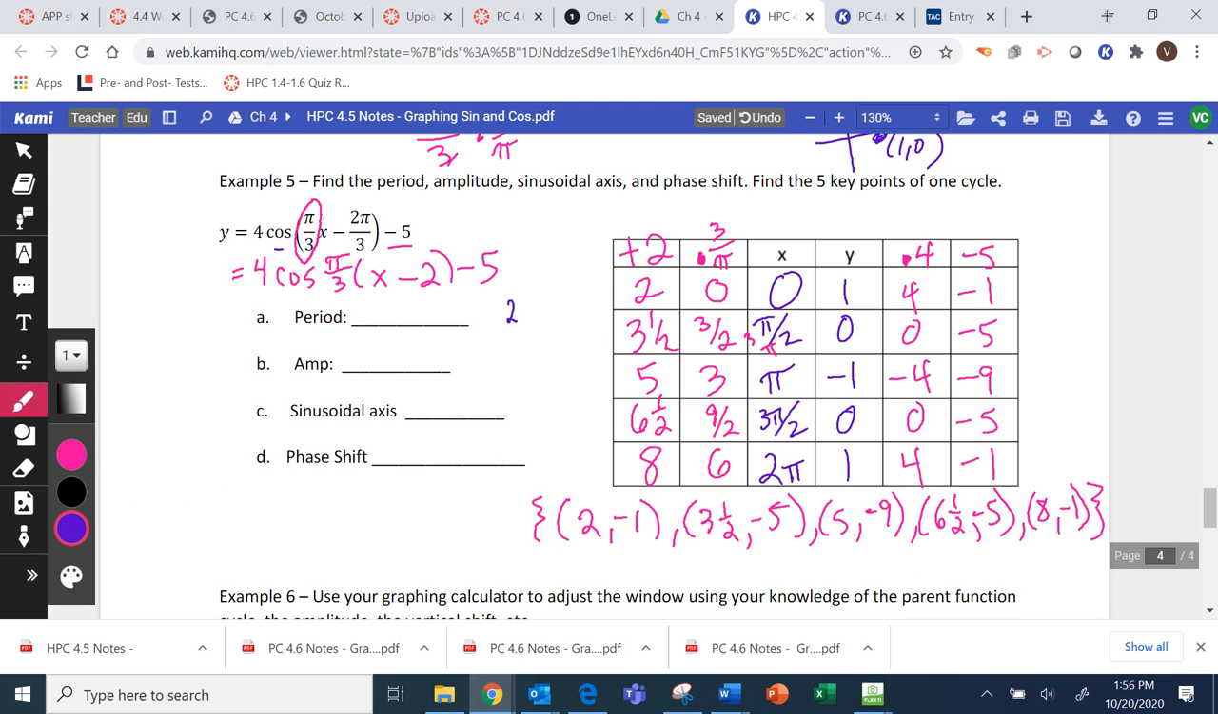Normally 2 pi multiplied by 3 over pi. What's our period? 6. Amplitude. What's amplitude? 4. Sinusoidal axis. Normally y equals 0, but then we have a vertical translation. So now it's y equals negative 5. Phase shift. Right 2. Correct.